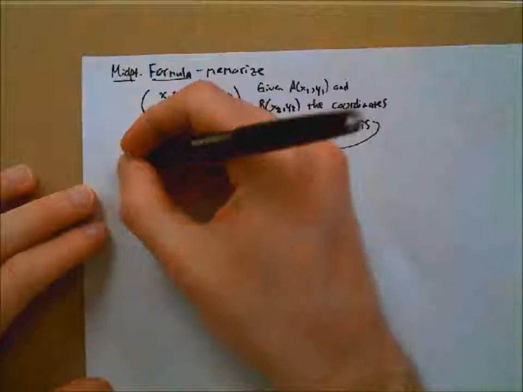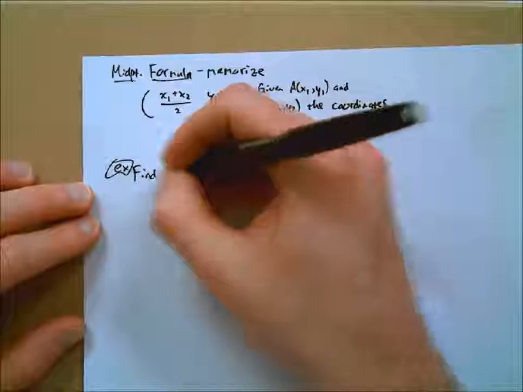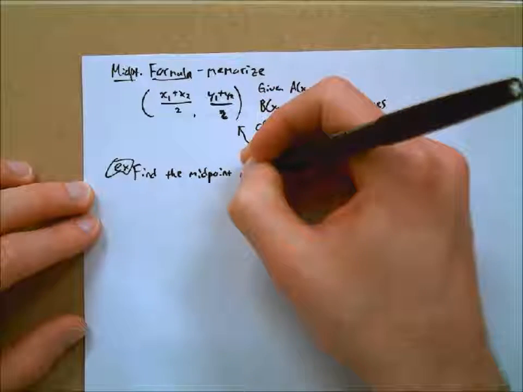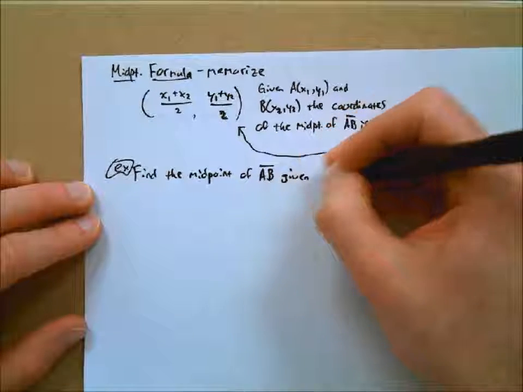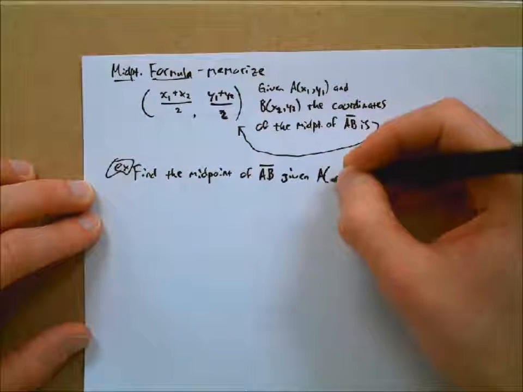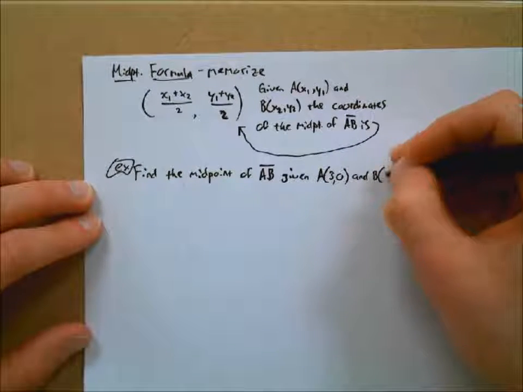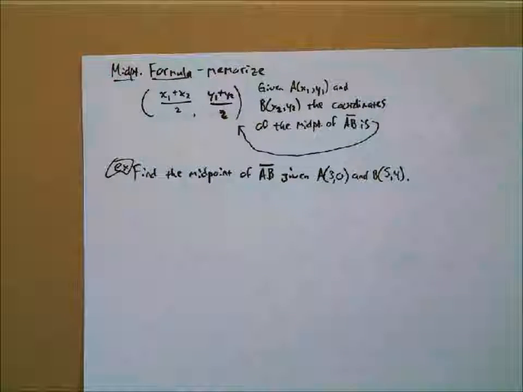So go ahead, take like 2 seconds here, find the midpoint of segment AB, given A is at (3, 0) and B is at (5, 4). Our old friends from the previous problem there. Okay, so go ahead, take 2 seconds and do that.